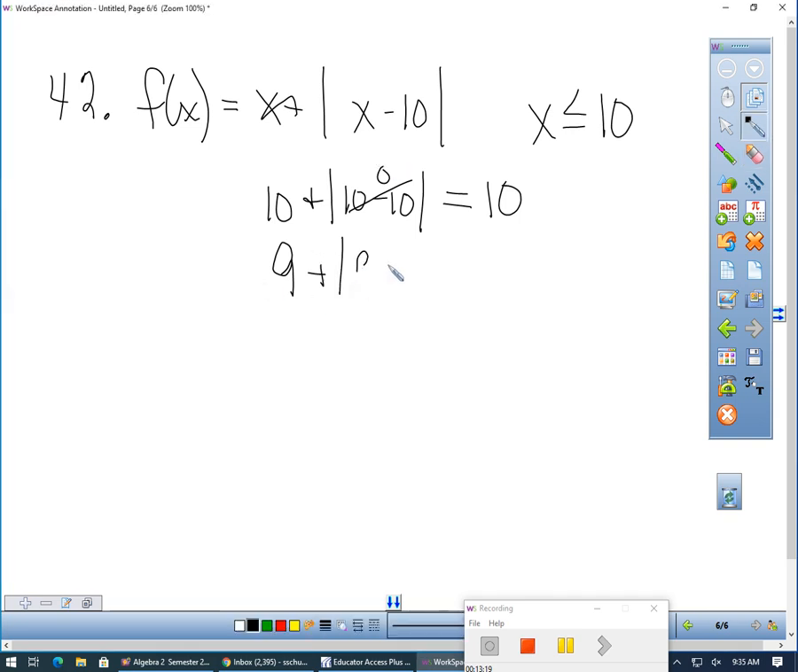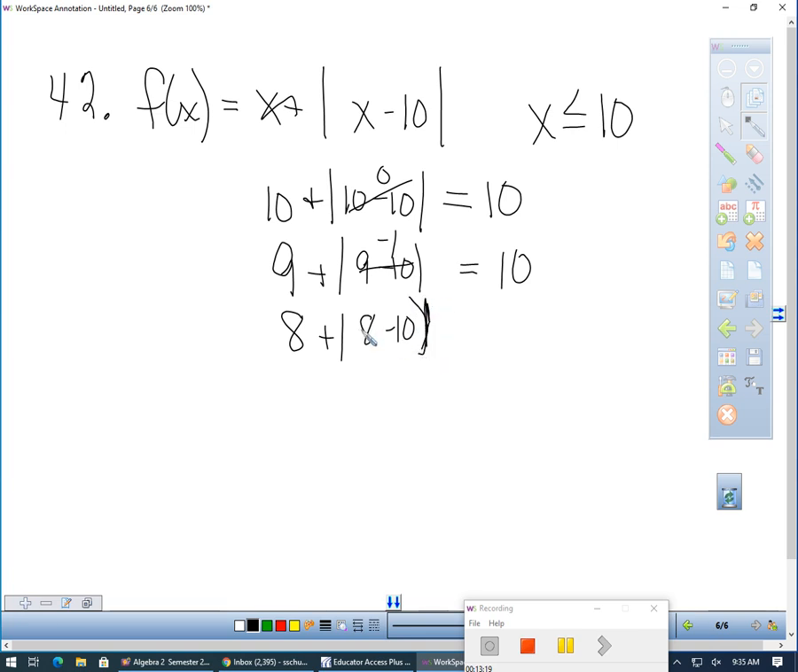Absolute value of 9 minus 10. This is negative 1, but because it's absolute value, it's a positive 1. So this also equals 10. Let's do one more: 8 plus the absolute value of 8 minus 10. 8 minus 10 is a negative 2, but the absolute value makes it positive 2. 8 plus 2 also equals 10. So, no matter what you're plugging in here, your value is going to be 10.